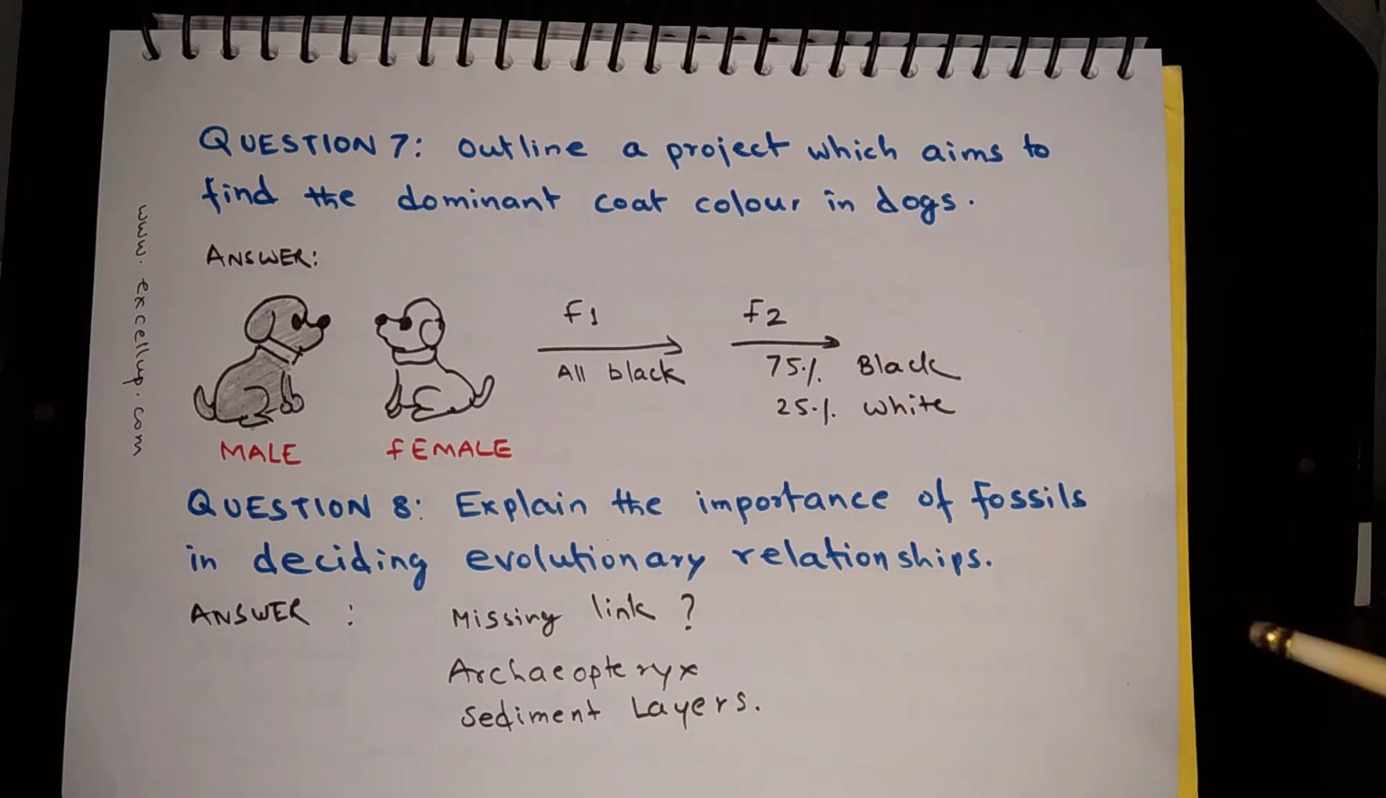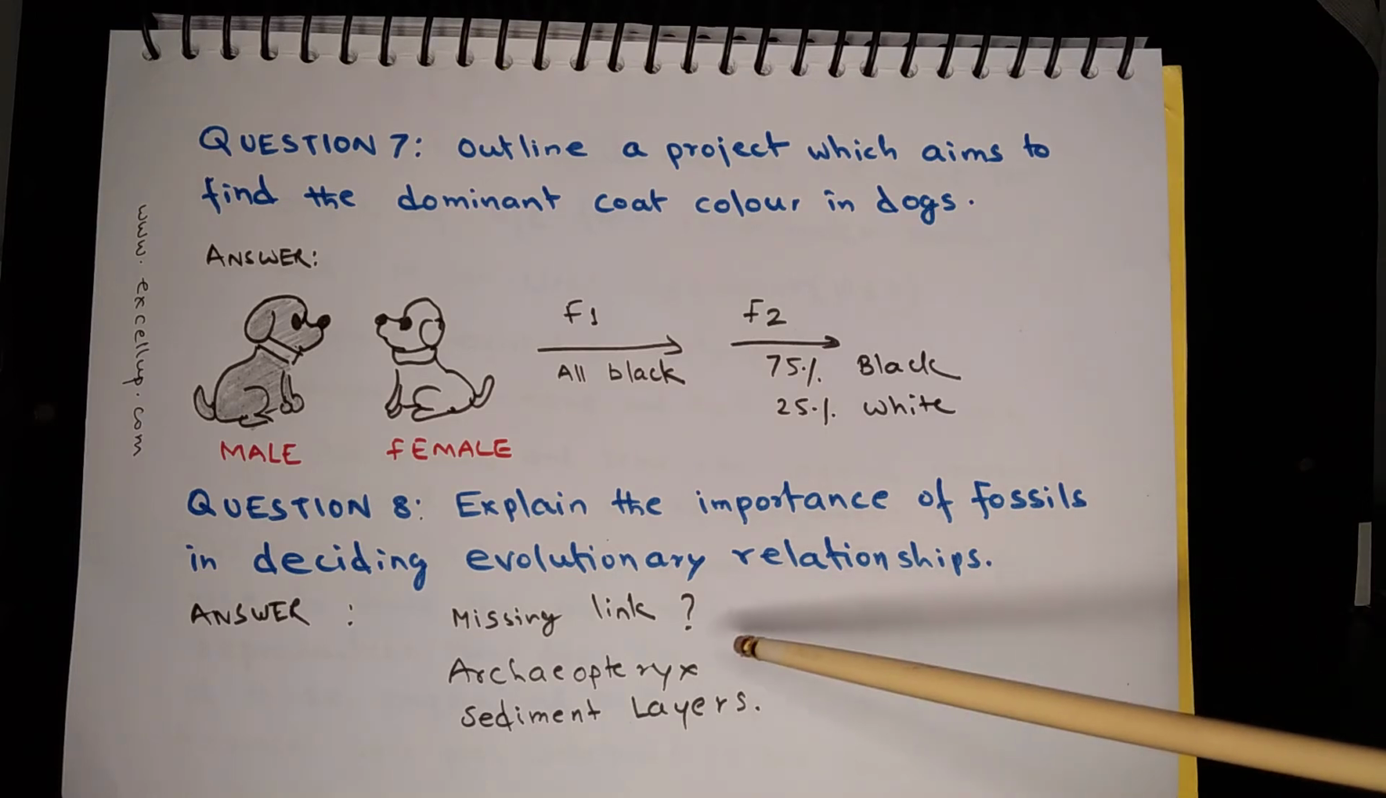Question 8. Explain the importance of fossils in deciding evolutionary relationships. Fossils are very useful because many organisms no longer exist on this earth. They have become extinct. By discovering fossils, we can establish the missing link between two divisions or two phyla. Let us take the example of the fossil of Archaeopteryx.